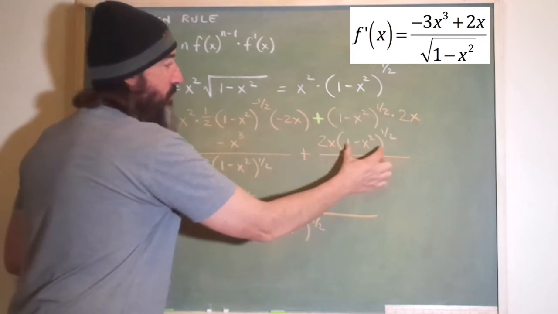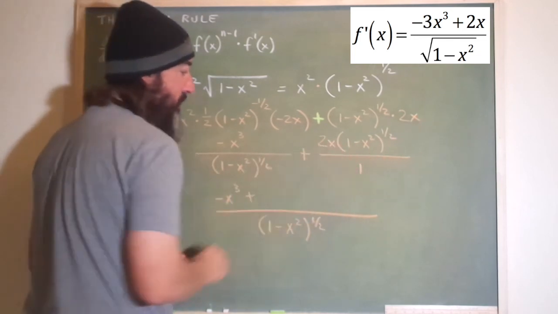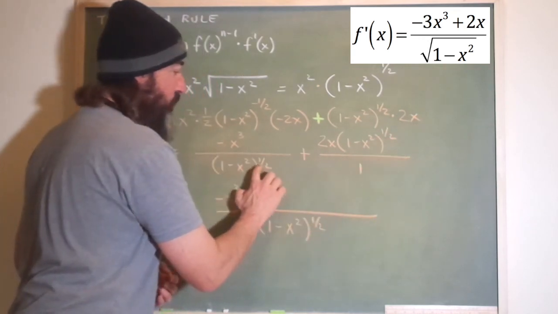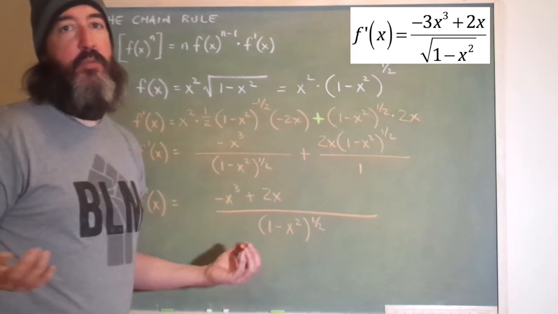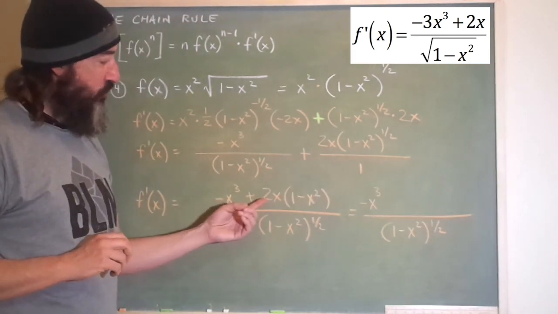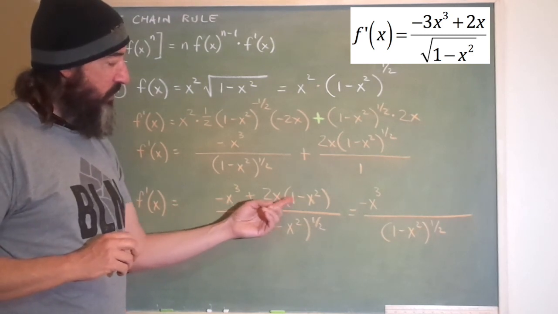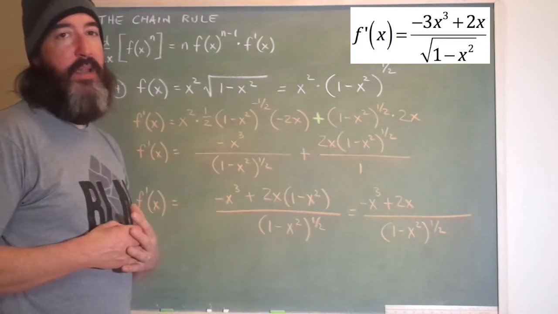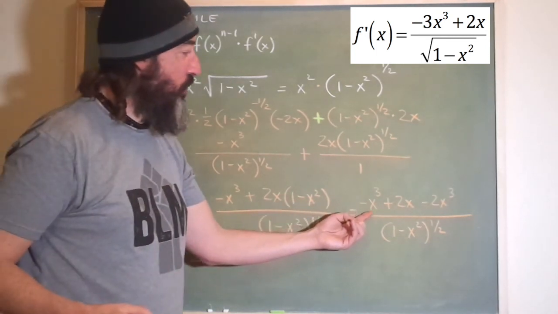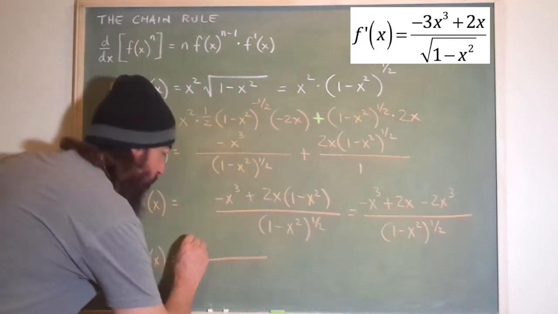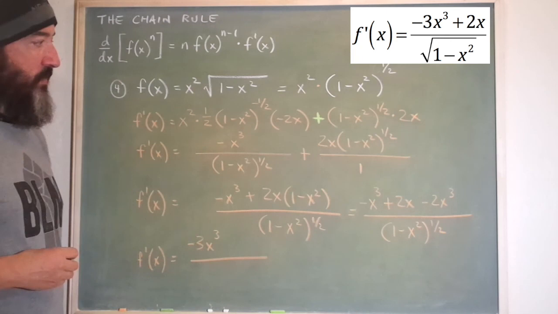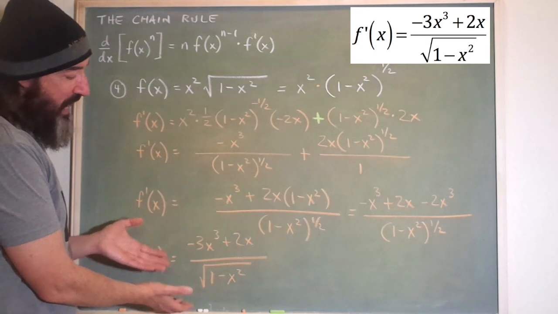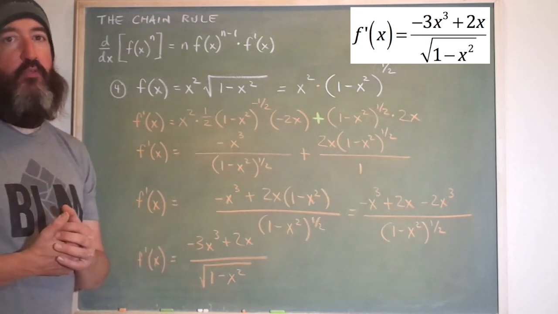I have something times something times something. So this 2x is going to come along, but then 1 minus x squared to the 1/2 times 1 minus x squared to the 1/2 would be 1 minus x squared to the power of 1. In the numerator, I can distribute this positive 2x. Positive 2x times 1 is positive 2x, and positive 2x times negative x squared is negative 2x cubed. Finally, my negative x cubed can combine with my negative 2x cubed to make negative 3x cubed. Then, of course, the plus 2x. And that's all over the 1 minus x squared to the 1/2, which I can express as the square root of 1 minus x squared.